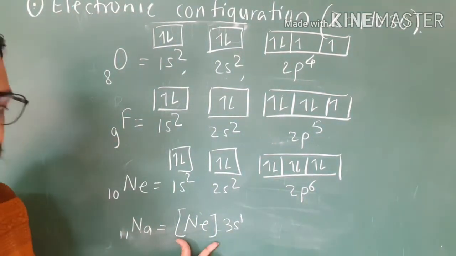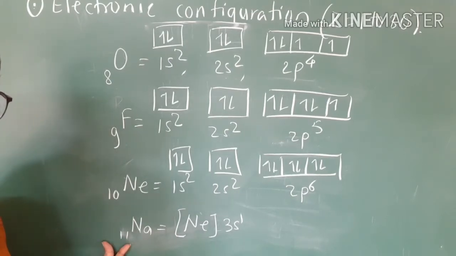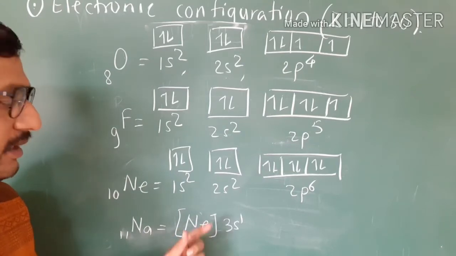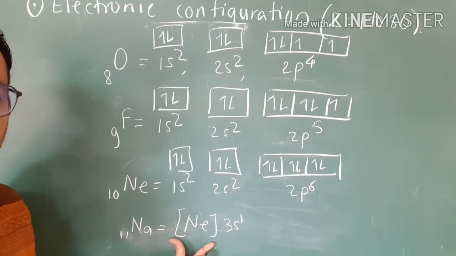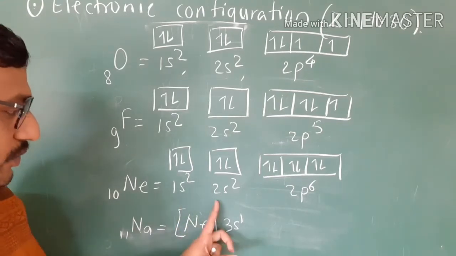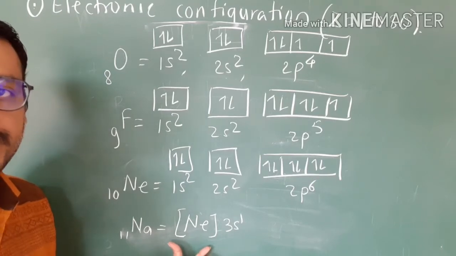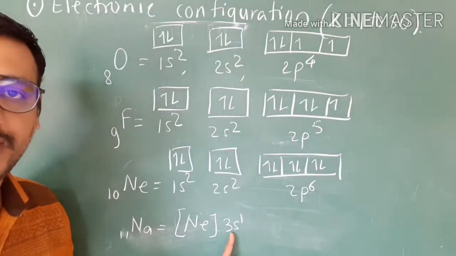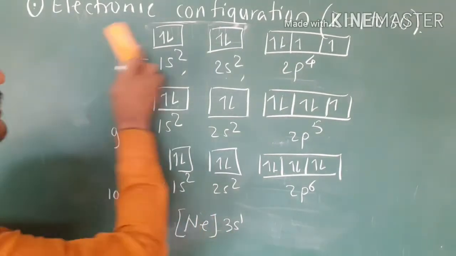What it means is that out of the 11 electrons of sodium, the first 10 electrons are distributed the same as the 10 electrons of neon, isn't it? Neon written in square brackets means what? It's 1s2, 2s2, 2p6. And once the 2p is completely filled, then electrons enter the 3s. This is the electronic configuration of sodium.